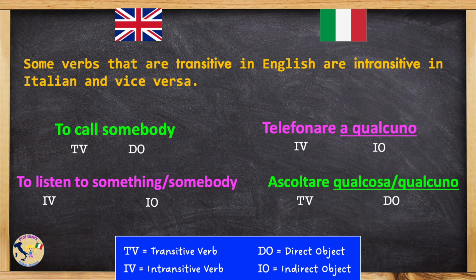So if you're unsure whether to use a direct or indirect object pronoun, a good starting point is to check in a dictionary whether the verb is transitive or intransitive. Let's start looking at Italian indirect object pronouns. Unstressed forms first.